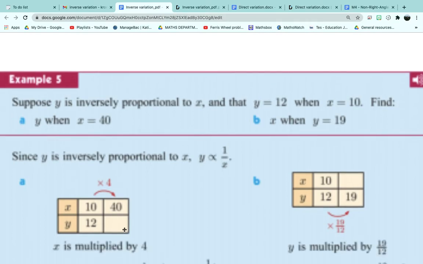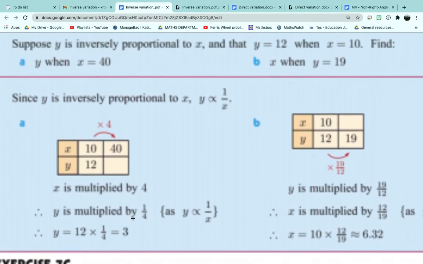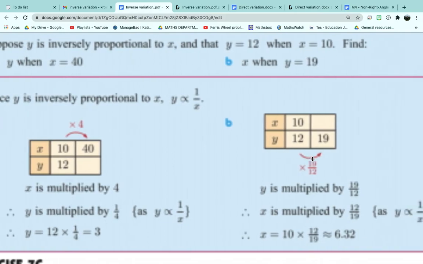And the reason why this works is because if the x is getting bigger, and for inverse proportionality, we're going to talk about it in terms of multiplying because it's easier, we times this by 4. Now, if we times the x by 4, we need to divide the y by 4, which is why when we multiply these pairs together, they always equal the same thing.